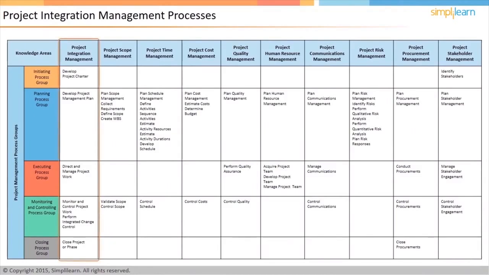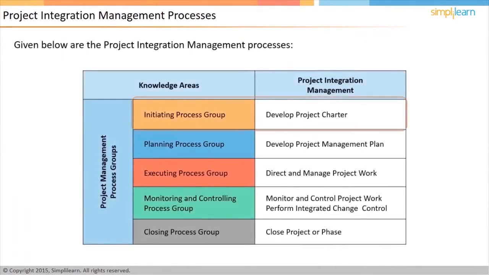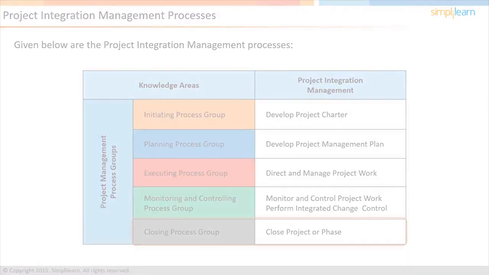There are 5 project management processes, which are part of the Project Integration Management knowledge area. They are the Develop Project Charter, done in the Initiation Process Group, Develop Project Management Plan, undertaken in the Planning Process Group, Direct and Manage Work, carried out in the Executing Process Group, Monitor and Control Project and Perform Integrated Change Control, undertaken in the Monitoring and Controlling Process Group, and Close Project or Phase, done in the Closing Process Group.